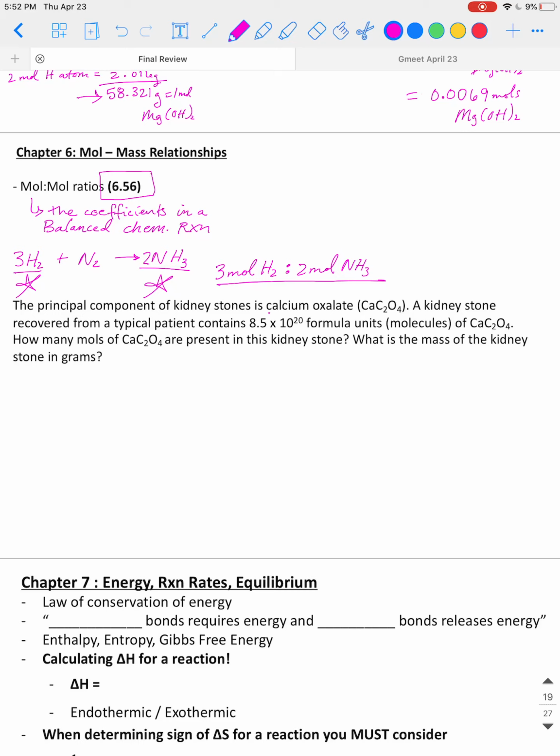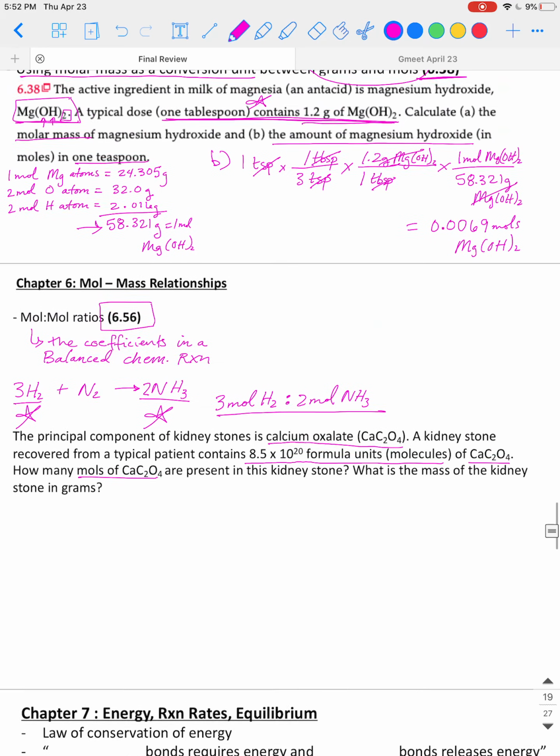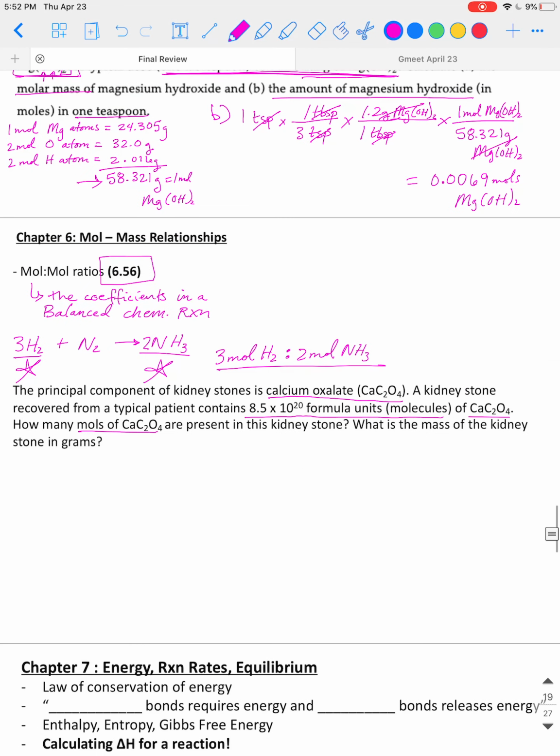All right, here is another problem from chapter 6 that I just thought would be a good one to work. It says the principal component of kidney stones is calcium oxalate, CaC2O4. A kidney stone recovered from a typical patient contains 8.5 times 10 to the power of 20 formula units, or a fancy word for molecules. 8.5 times 10 to the power of 20 molecules of calcium oxalate. How many moles of calcium oxalate are present in this kidney stone, and what is the mass of the kidney stone in grams? Okay, this problem doesn't use mole ratios, but it is more practice with the kind of stuff we were doing up here.